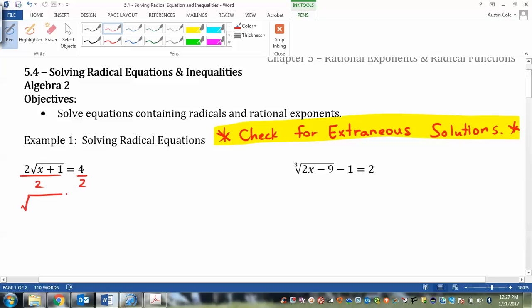And now I'm left with the square root of x plus 1 equals 2. How do I get rid of a square root? We're going to square both sides. So when I square both sides, the square and the square root go away, and I'm going to be left with x plus 1 equals 4. Minus 1 on both sides, and x equals 3.